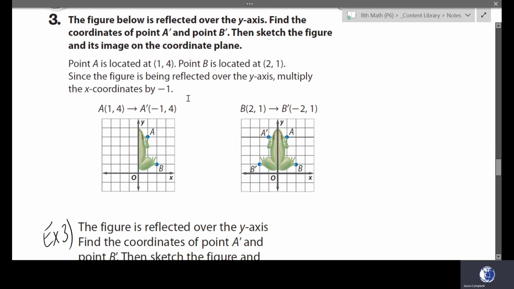In example 3, it says the figure below is reflected over the y-axis. Find the coordinates of point A prime and point B prime, then sketch the figure and its image on the coordinate plane. So point A was located at (1, 4), and point B was located at (2, 1). Since the figure is being reflected over the y-axis, multiply the x coordinates by -1. So A goes from (1, 4) to (-1, 4), and B goes from (2, 1) to (-2, 1). So they reflected these points over the y-axis, and then they were able to finish the image.